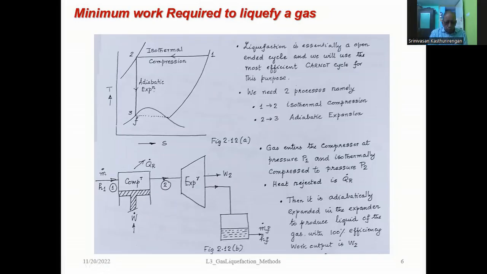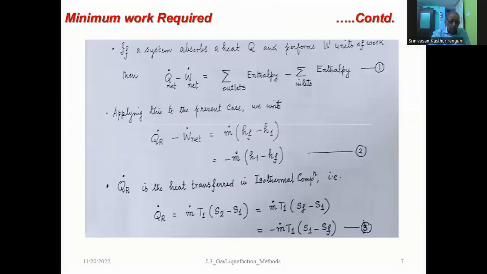Now, we assume 100% efficiency for the compressor and 100% efficiency for the expander as our assumptions to calculate the minimum work requirement. To calculate this, we use the first law of thermodynamics, which says that if a certain quantity of heat is given to a system, then it goes for two purposes, namely to change its internal energy or enthalpy of the system, plus a certain amount of work is done.